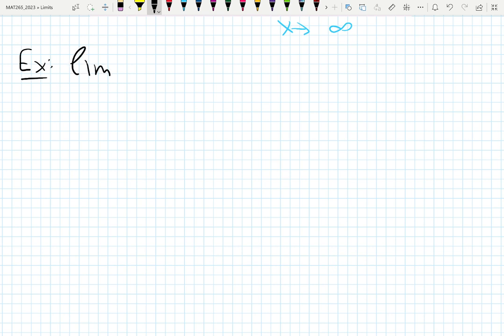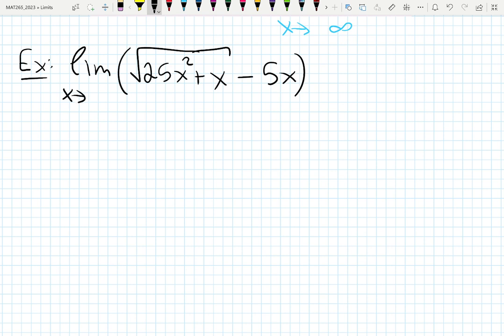Let's do this example from your homework. The square root of 25x squared plus x minus 5x. People asked about this a lot in the office hours and in the forum. So check the forum. We solved lots of homework problems in the forum.